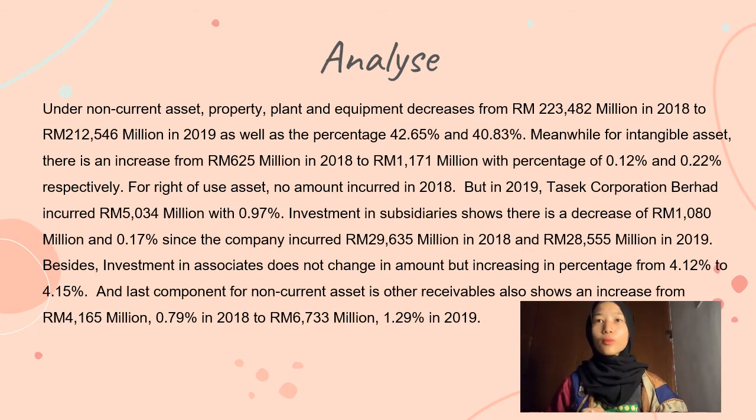5,034 million with 0.97%. Investment in subsidiary show there is a decrease of 1,080 million and 0.70% since the company incurred 29,635 million in 2018 and 28,555 million in 2019. Besides, investment in associate does not change in amount but increasing in percentage from 4.12% to 4.15%. And last component for non-current asset is other receivable, also show an increase from 4,165 million, 0.79% in 2018 to 6,733 million, 1.29% in 2019.